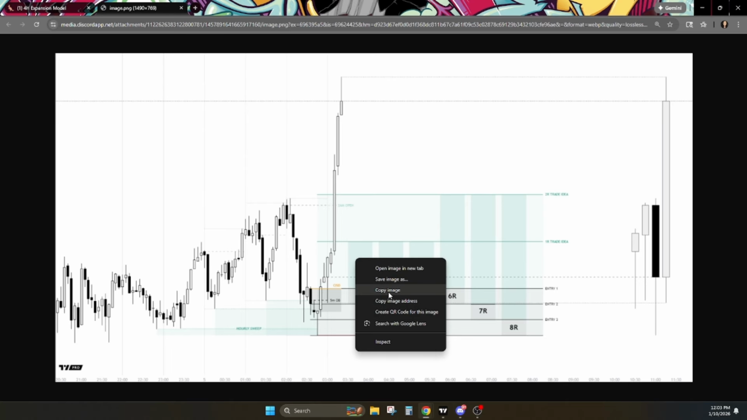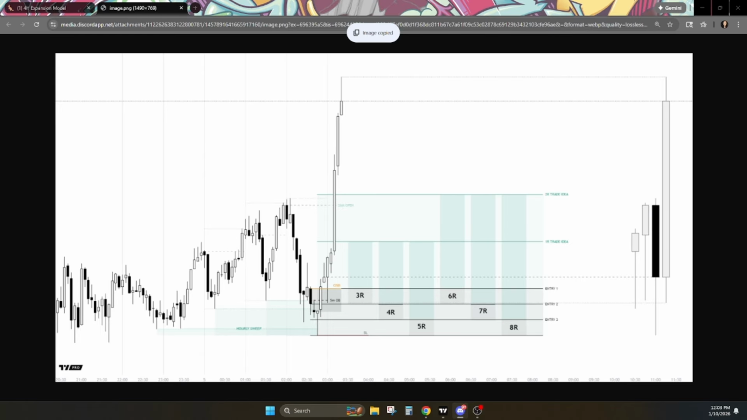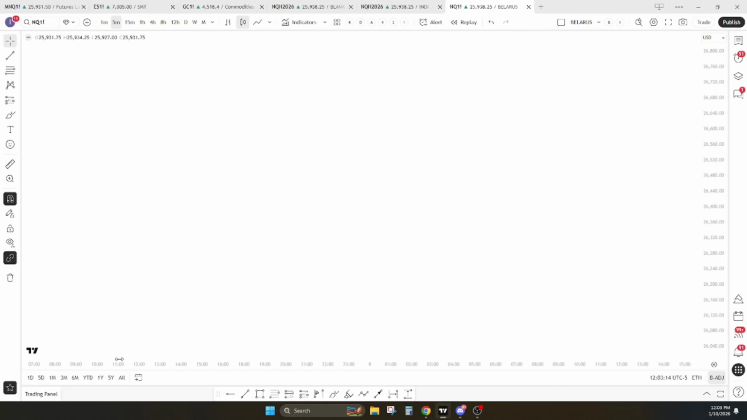So I would encourage all of you guys to save this chart. We will be adding it to the Notion as well. So now jumping into the explanation of the model.